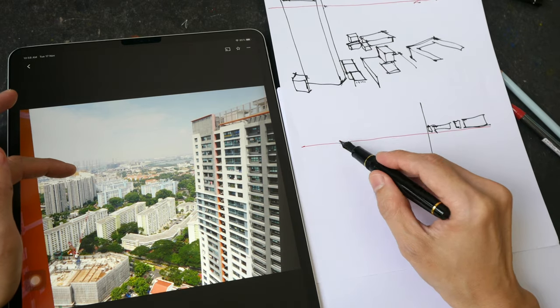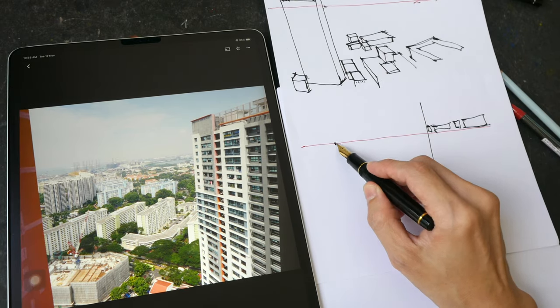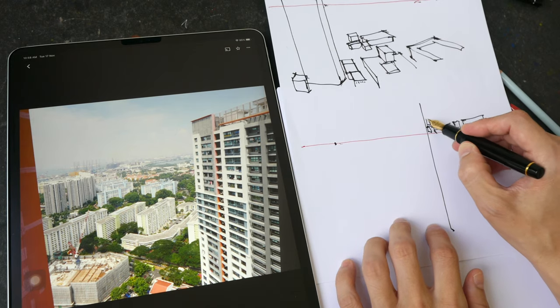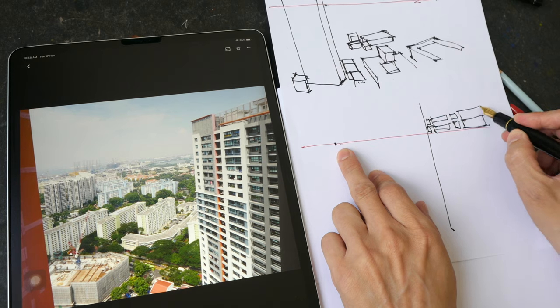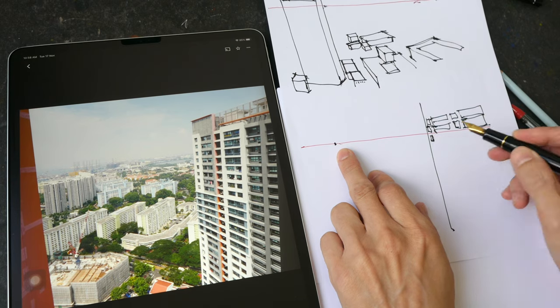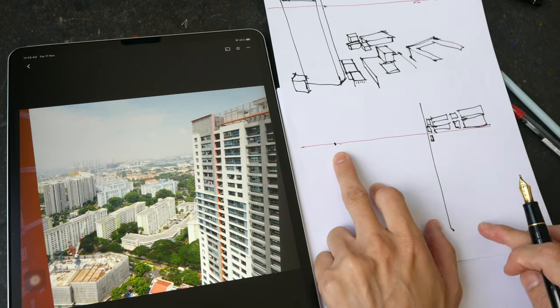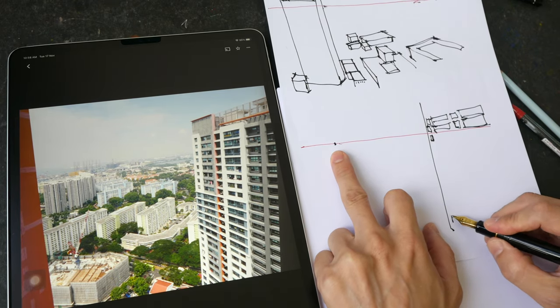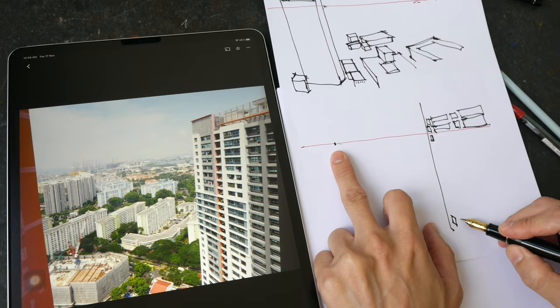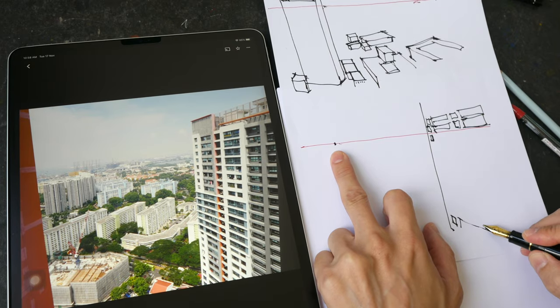So if you know where the vanishing point is, I'm placing it here, you can just draw the windows towards the vanishing point and you will get the right angle. So for example, if I want to draw a window right here, I just need to point the top and the bottom of the window to the vanishing point.